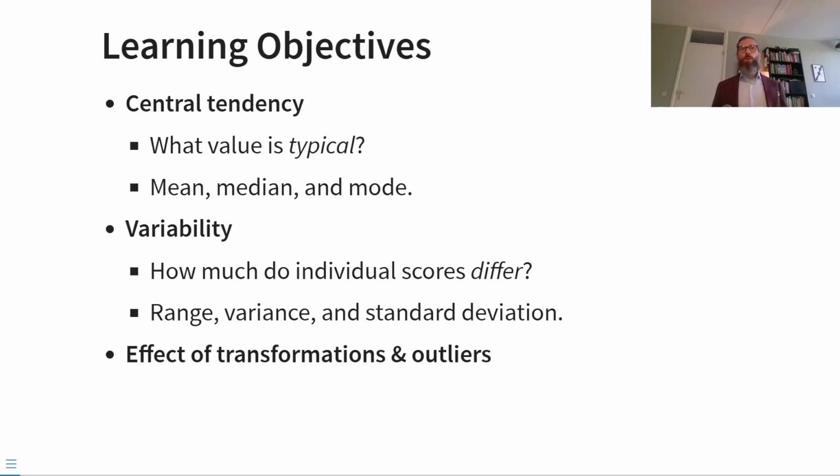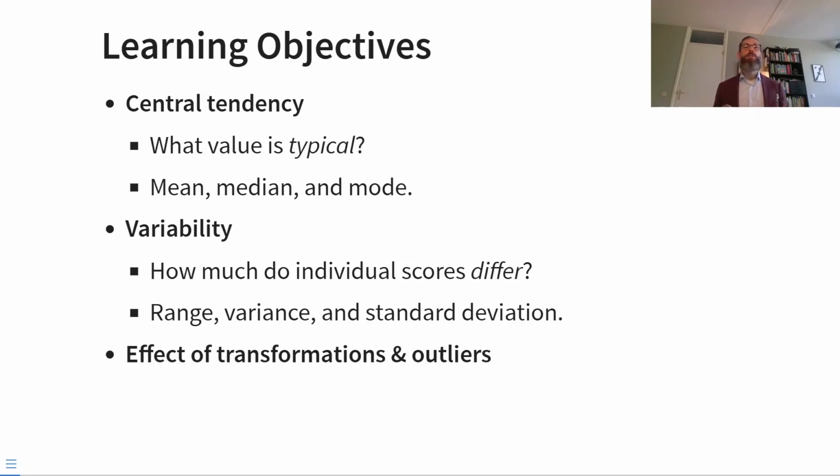The learning objectives for today are to teach you about different measures of central tendency, which tell you what value is typical for the participants in your dataset, and we will cover the mean, median, and mode as measures of central tendency. And we will cover measures of variability, which tell you how much people's scores differ within your dataset. And we will cover the range, variance, and standard deviation as measures of variability.